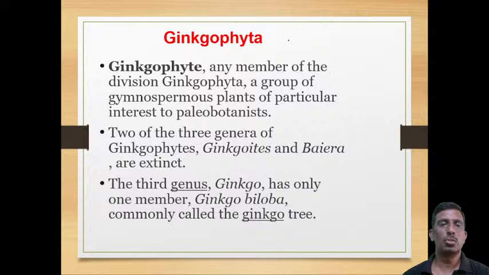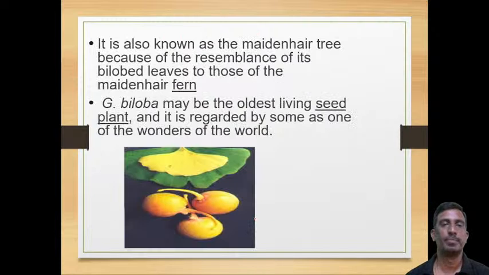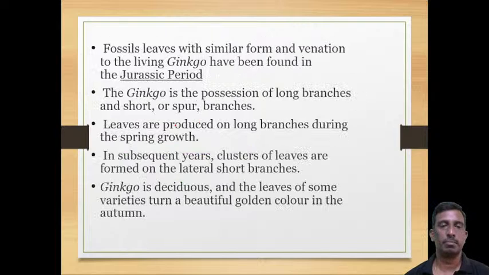The next class is Ginkgophyta. The example is Ginkgo. Okay. Some genera of Ginkgophyta are extinct. The genus Ginkgo has only one member, Ginkgo biloba, which is called the Ginkgo tree. It is also called the maidenhair tree because of the resemblance of its bilobed leaves. It is the oldest living seed plant and is considered one of the wonders of the world. Okay. Fossils are leaves with similar appearance.